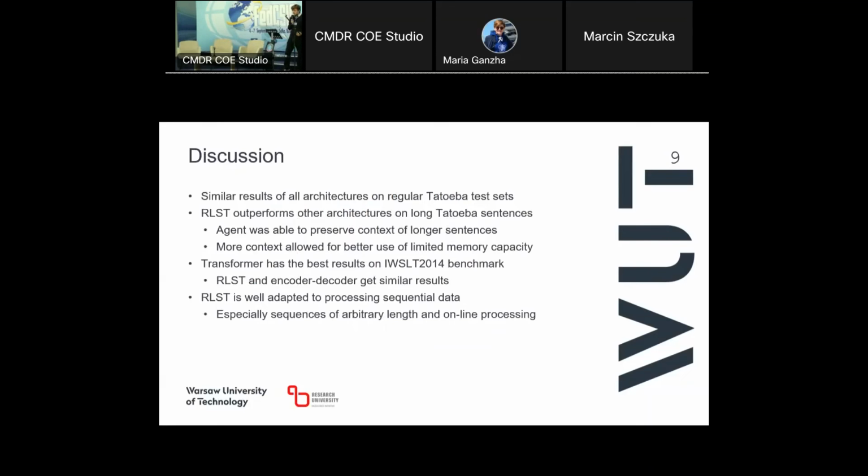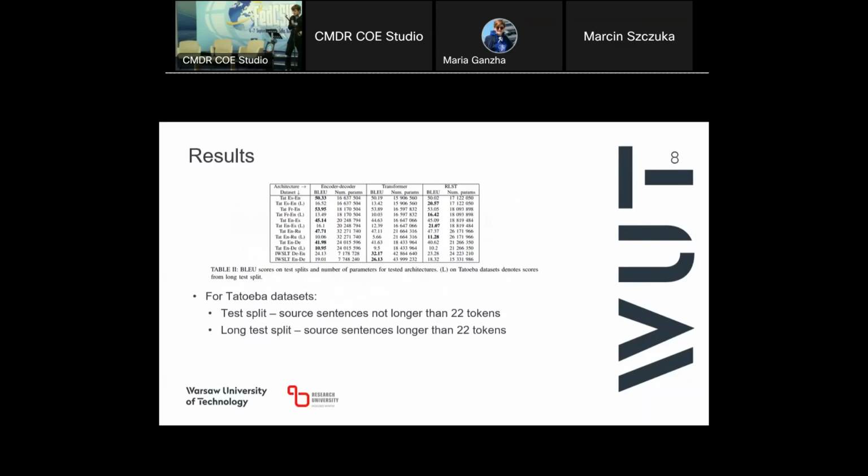got the best results, which means that our agent was able to preserve the context of the longer sentences that it was processing. We think that the more context that was in these sentences allowed our agent to better use its limited memory capacity to memorize the state of the environment. On the IWSLT benchmark, the transformer got the best results, beating our method and the encoder-decoder architecture. However, our method got similar results to encoder-decoder.